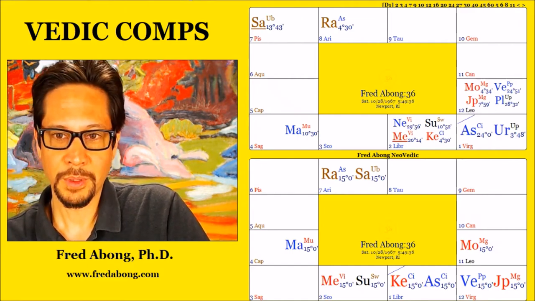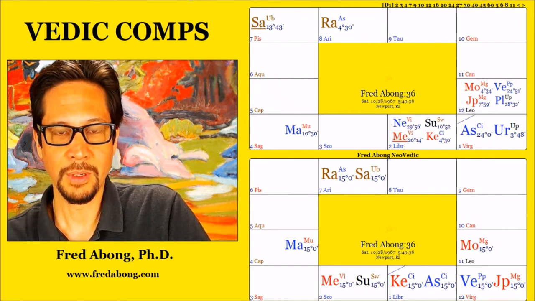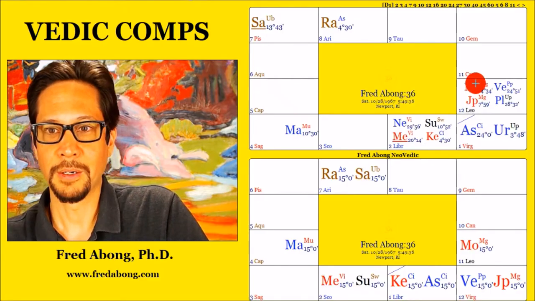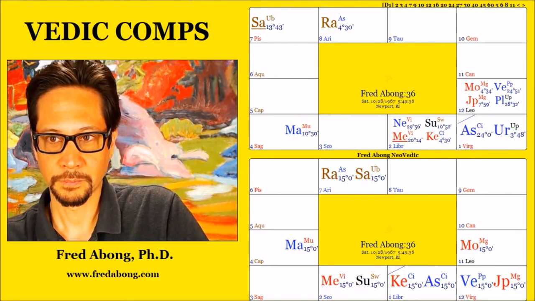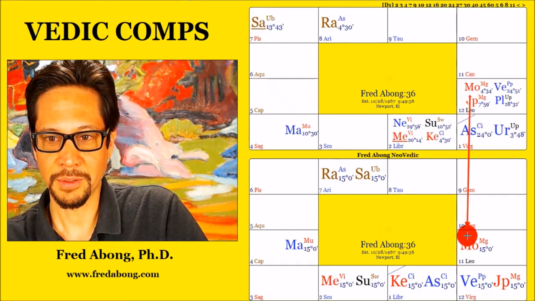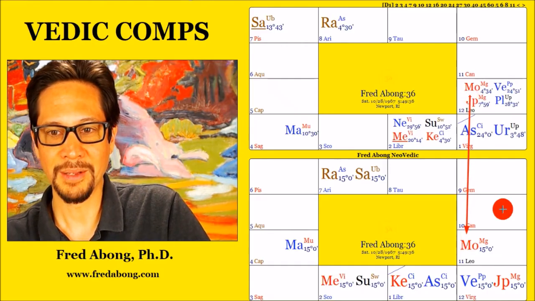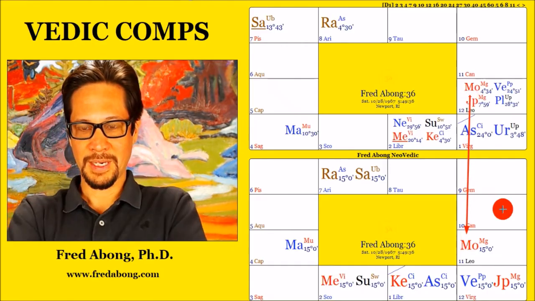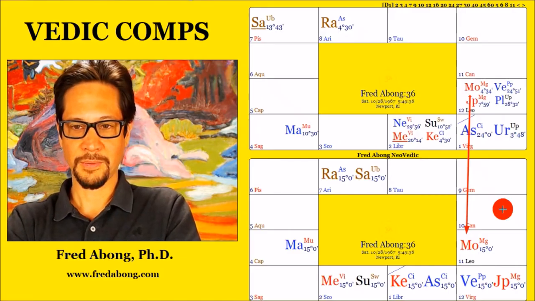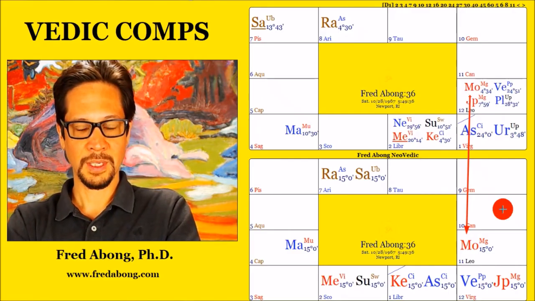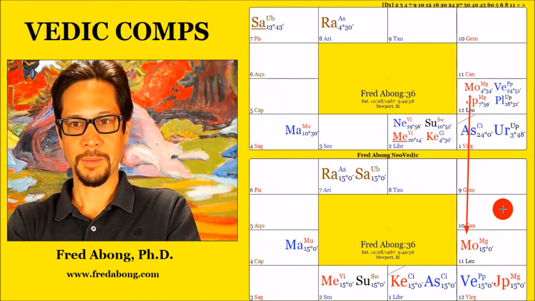If we were to look at this in terms of who gets better, who gets worse, the Moon gets better in this new chart because it gets out of the 12th house. The planet of the mind, the planet of one's sense of security and connectedness, becomes less isolated.